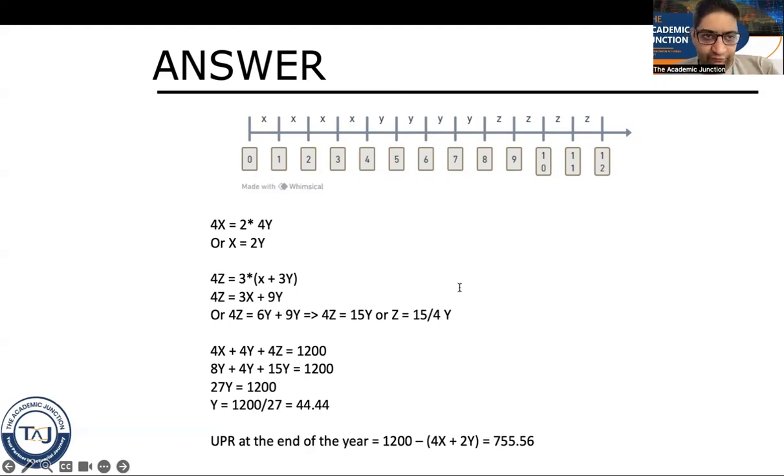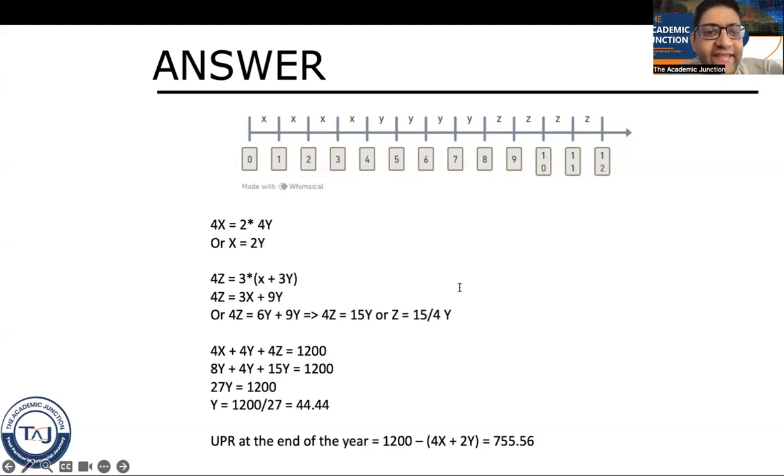So 4X plus 4Y plus 4Z should be equal to $1,200. That's equation number 1. Now I know that 4X should be equal to 2 into 4Y, or X should be equal to 2Y. And similarly, I can get a relationship between Z and Y, and then just plug in this equation and get the value of Y. And now that I know the value of Y, I can get the value of X and value of Z.